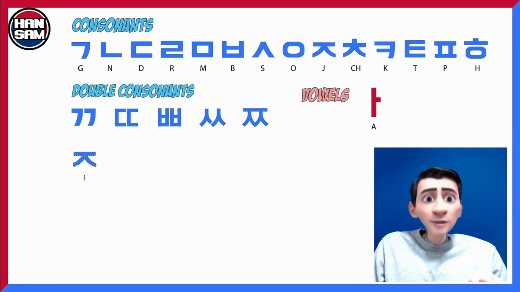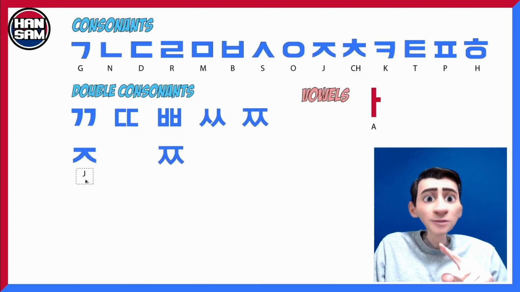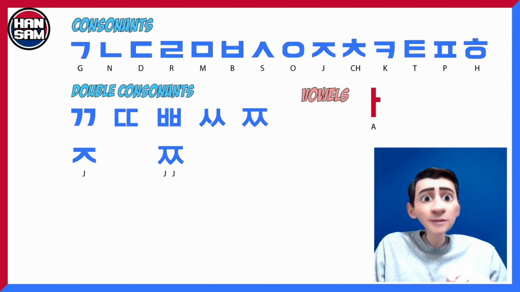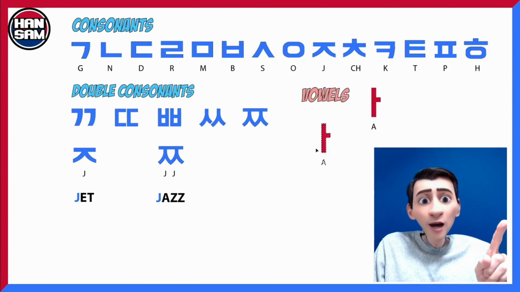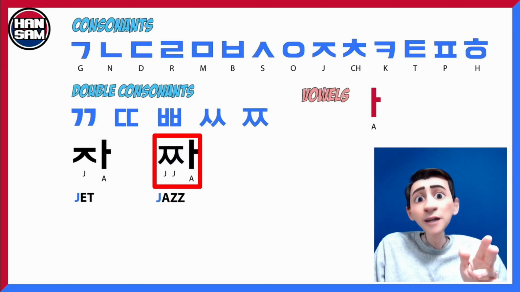The last double consonant is double jiut. Jiut creates a J sound. Compared to that, double jiut creates a stronger J sound. Compare the J sound in jet to the J sound in jazz. Let's add Korean vowel ㅏ to each consonant. Let's see whether we can tell the difference. J, A, ja.